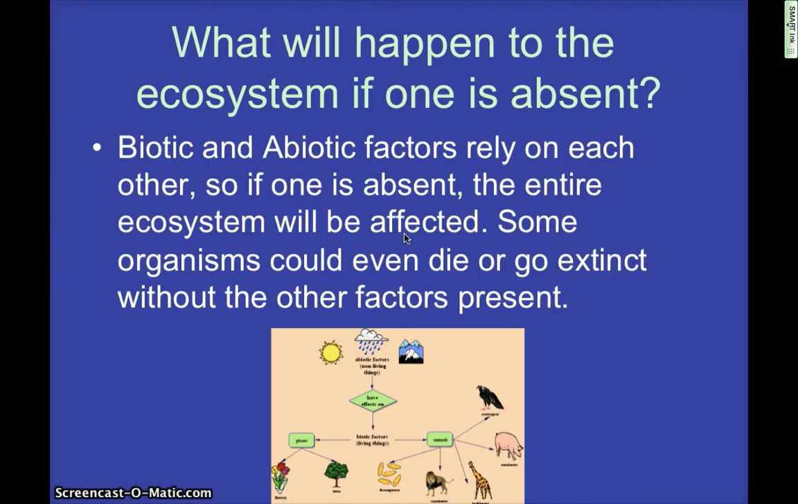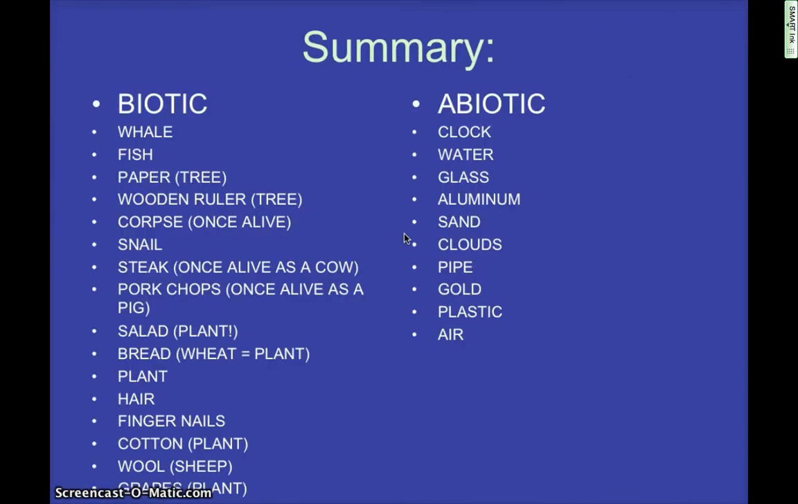Great, let's check your work. So for biotic, you should have a whale, fish, paper, because it's from a tree, wooden ruler, also from a tree, a corpse was once alive, snail, steak, remember a steak came from a cow, pork chops, lived its life as a pig, salad is a plant, bread, the wheat is also a plant itself, hair, fingernails, cotton, wool, and grapes. Those are all biotic factors.